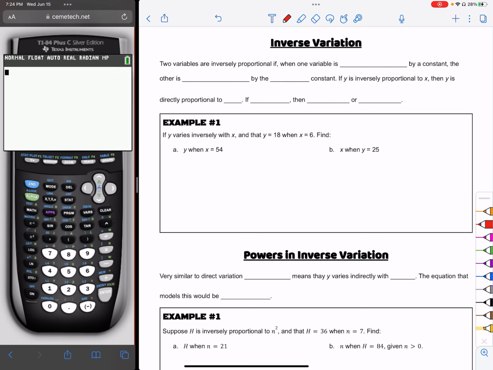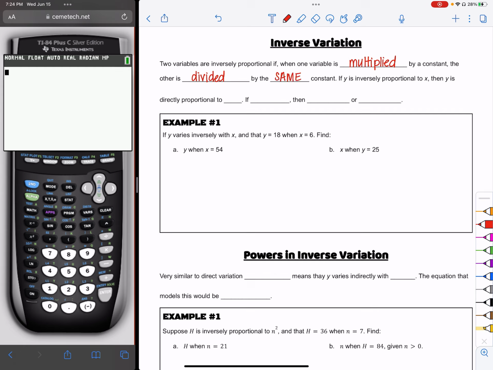Hello, today we're going to talk about inverse variation. So, whenever you have two variables that are inversely proportional, that means that one variable is multiplied by a constant when the other one is going to be divided by the same constant.